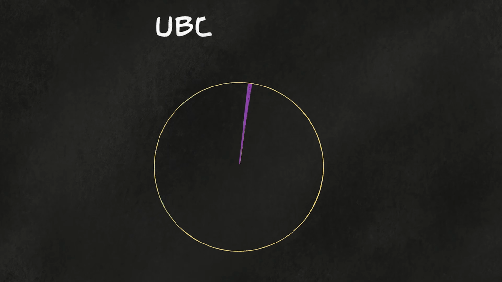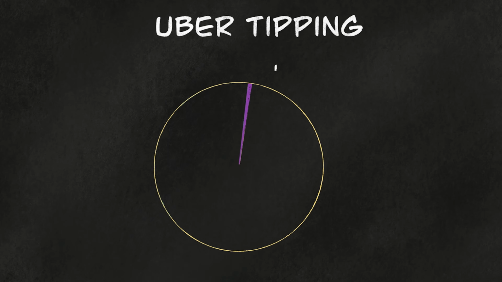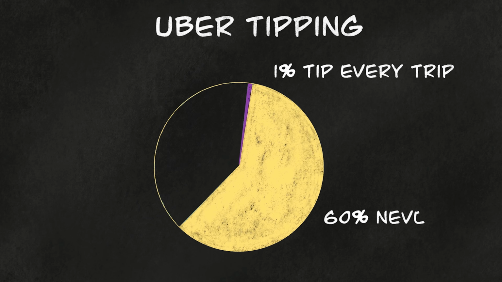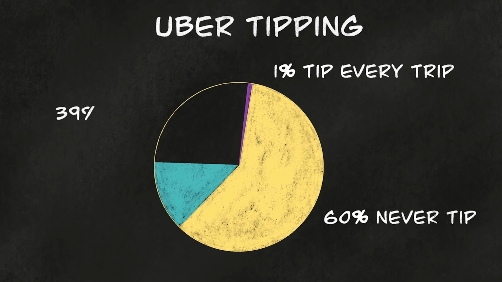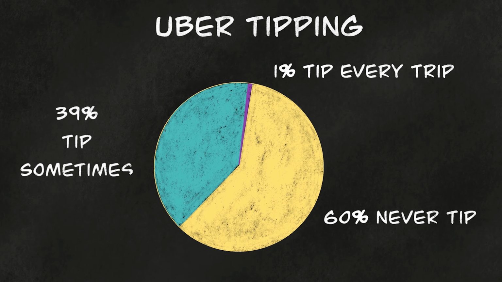So let's start with who tips. Well, I'm here to give you some bad news. Only 1% of riders tip on every trip. Now, on the other side of the coin, 60% of people never ever tip. And then there are kind of the tweeners. 39% of people tip sometimes. Mostly this is if they get a spectacular trip, they tip. And if they get a not-so-good trip, they end up not tipping.